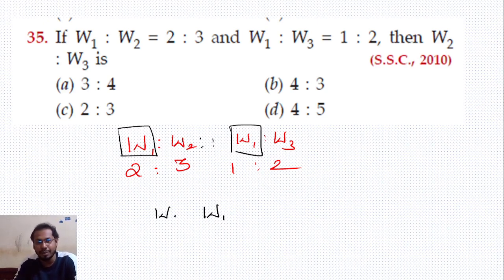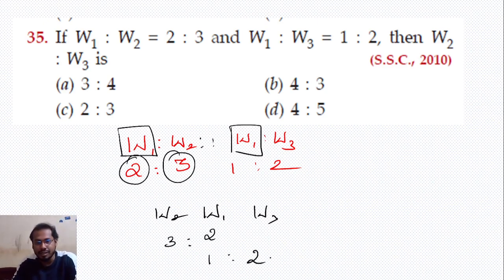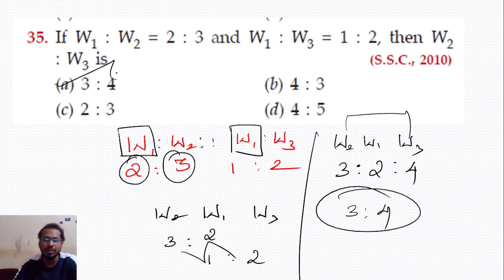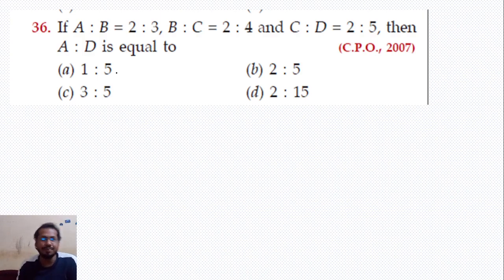So they compare with W2 here and W3 here. So W1 is 2. So I will write 2. And W2 is 3. I will write 3 here, and W1 is 1 and W3 is 2. So take zigzag. 3 is to 2 is to 4. Listen carefully. This is W2, this is W1, this is W3. Right? Now, W2 is to W3 is what? That is 3 is to 4. That's what the right answer. Option G. So we can exchange however we want for our comfortable. We can do this, right? Let's go for the next question.